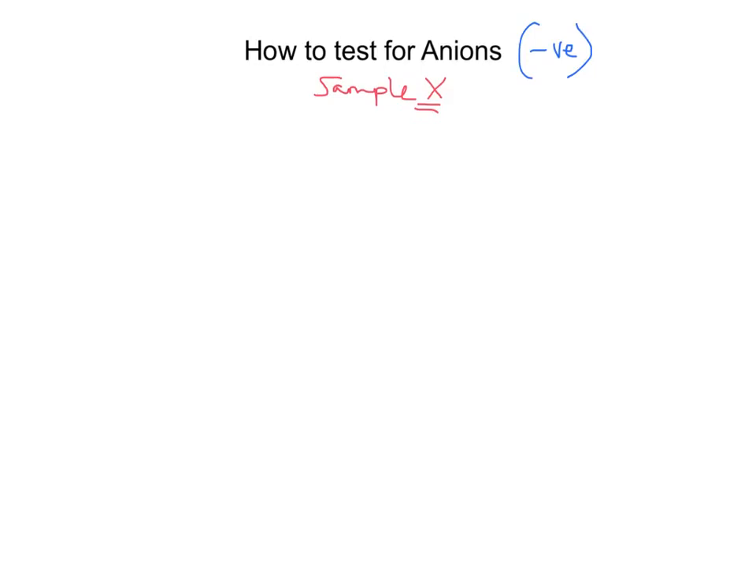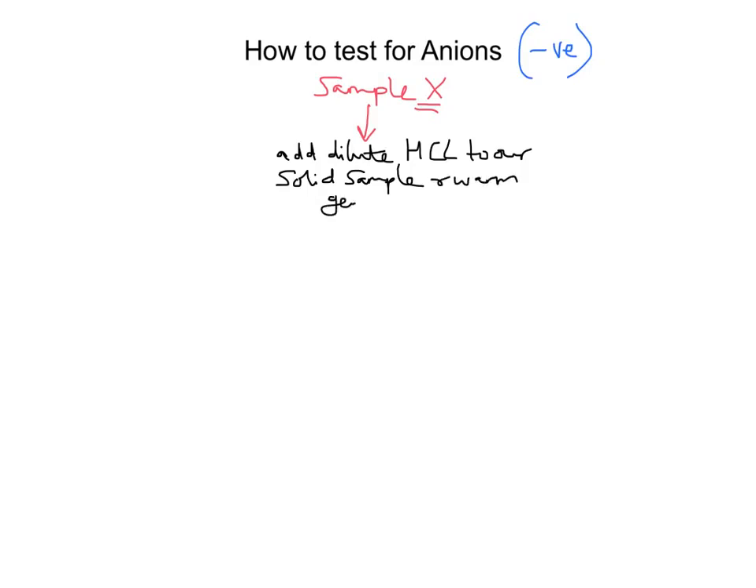So now what we need to do is to add some dilute hydrochloric acid to the solid and warm gently. So when we're going to test for particular anions or negatively charged ions, what we need to do is, and I'll just make a note of that there, add dilute HCl to our solid sample and warm that gently.